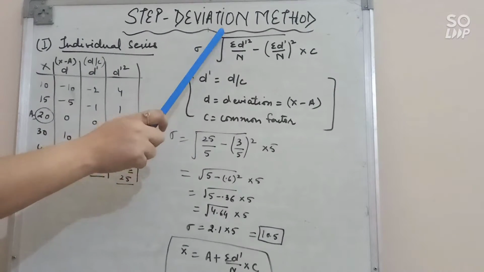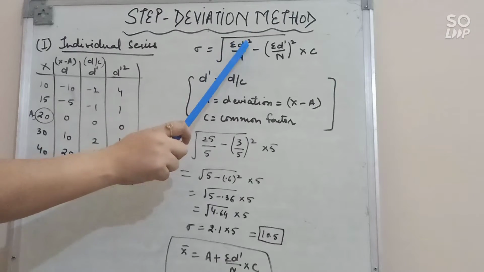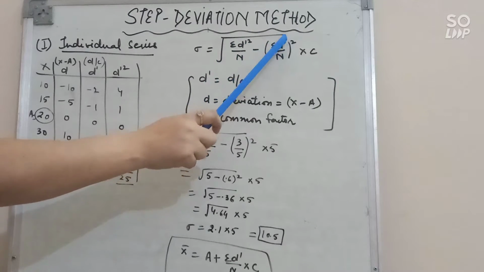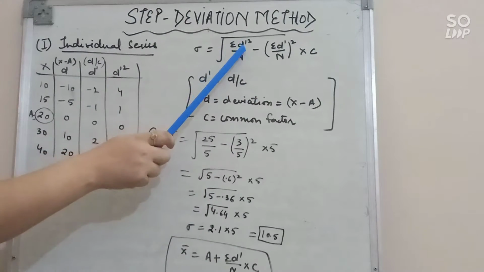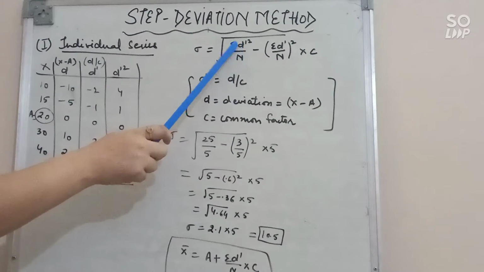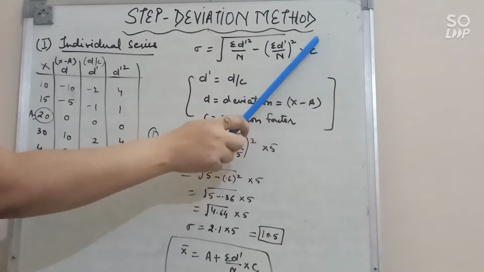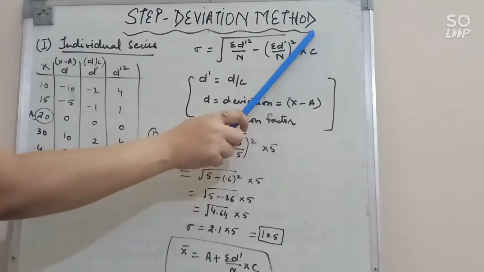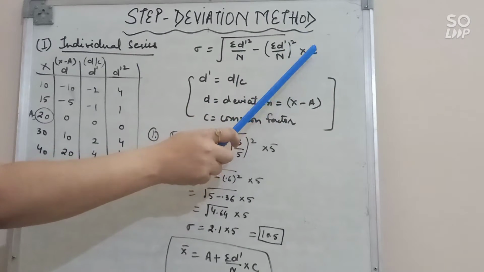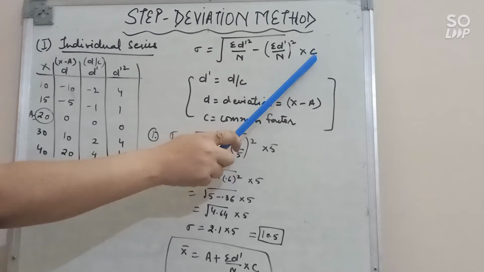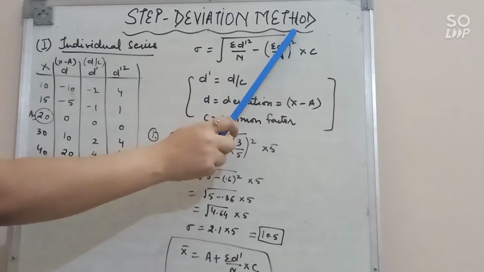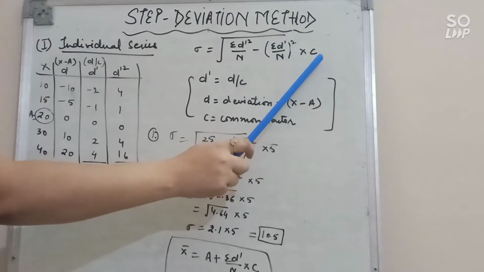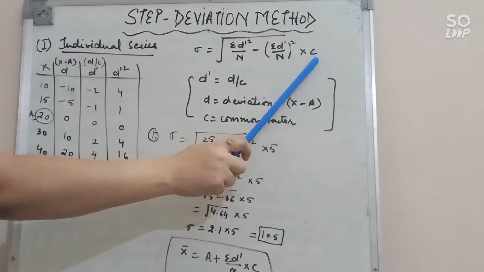So standard deviation is equal to under root sigma d dash square upon n minus sigma d dash upon n, the whole square, into c. You can see that instead of d we are using d dash, otherwise the formula remains the same. One more change is that you will multiply it with c. C is a common factor, but it is not under the root. After solving this portion and taking the root, you will multiply at the end with c, that is the common factor.